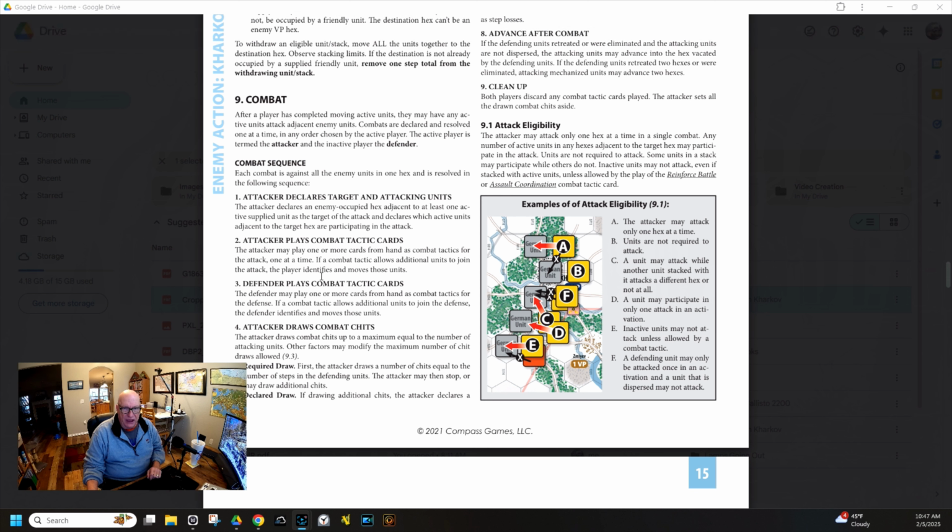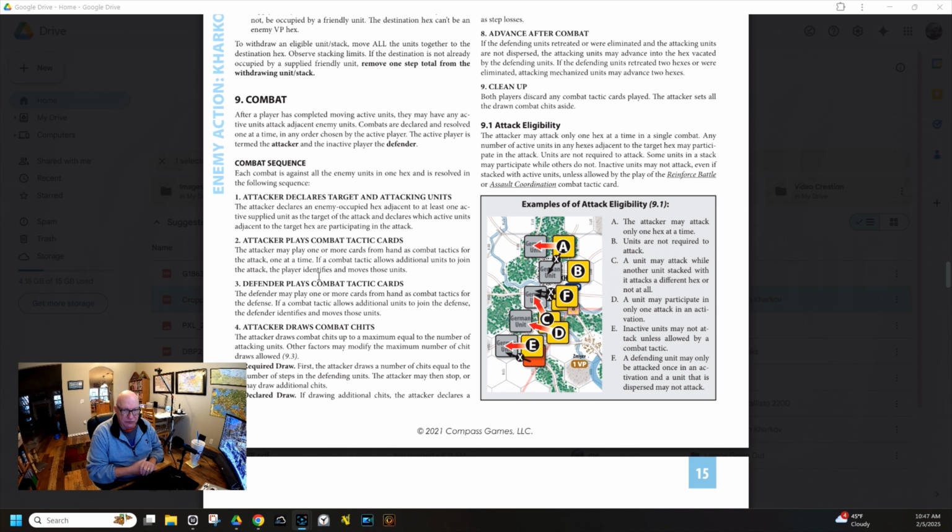So let's go to combat. After a player has completed moving active units, they may have an active unit attack adjacent enemy units. Combats are declared and resolved one at a time in any order chosen by the active player. The active player is termed the attacker, and the inactive player is the defender.